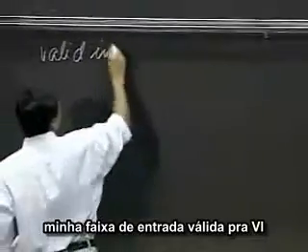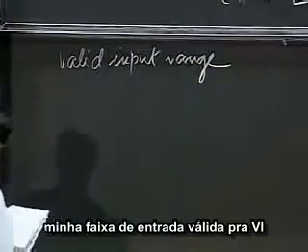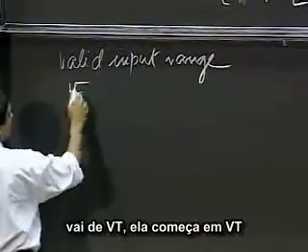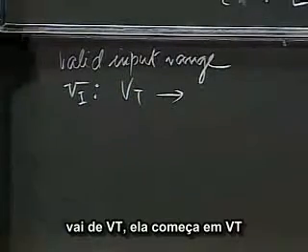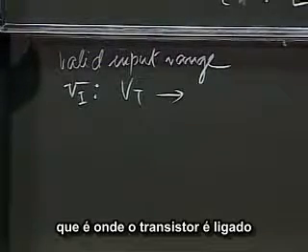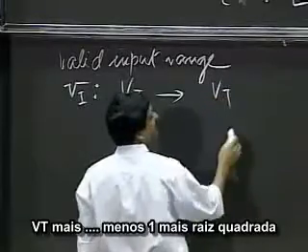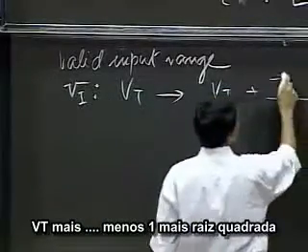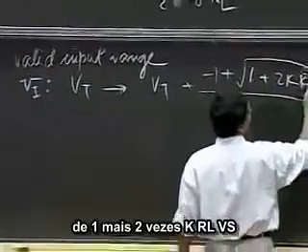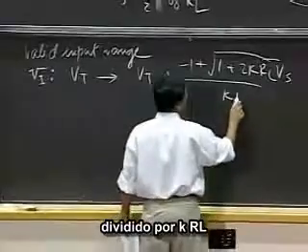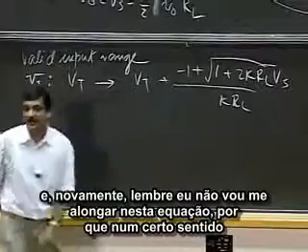My valid input range for VI starts at VT. That's where the transistor just turns on, and then goes all the way to this point, VT plus minus 1 plus square root of 1 plus 2K RL VS, over K RL. So this is my valid operating range.